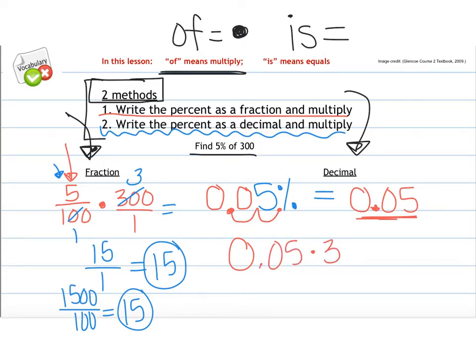0.05 times 300, and you could put that in your calculator, and you would get 15. 15 makes sense because it's a small portion of 300. We would know 5% of 100 is 5, and then 100 times 3 is 300. 5 times 3 is 15, because 5% of 100 was 5. So then we know that that's reasonable.